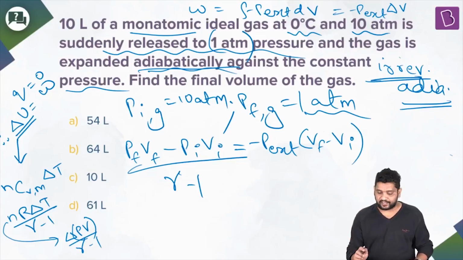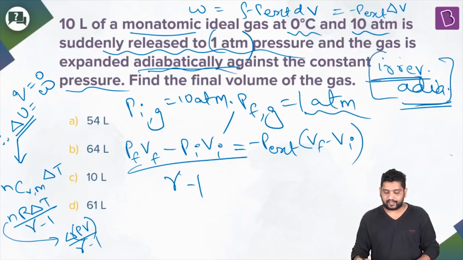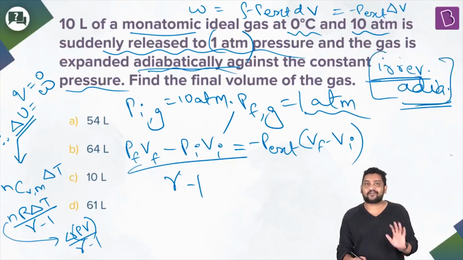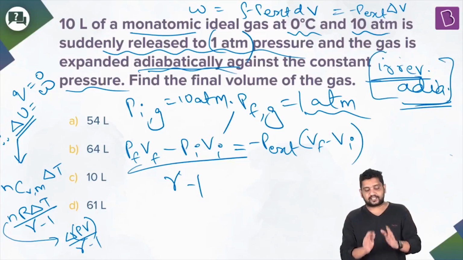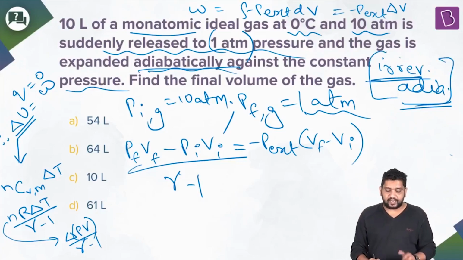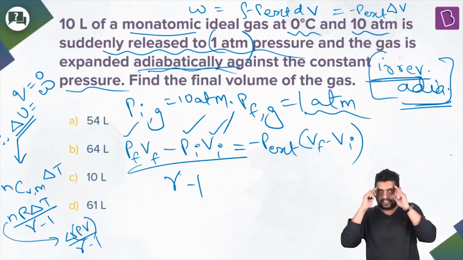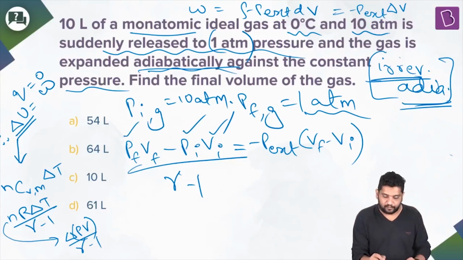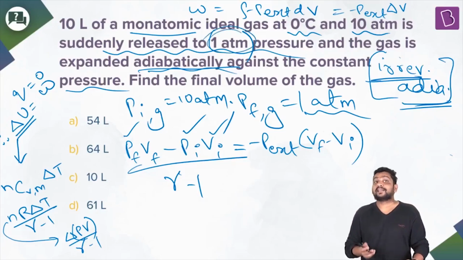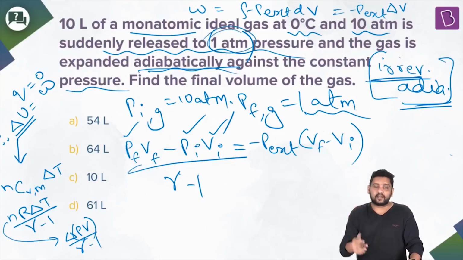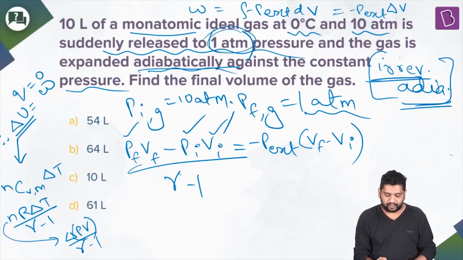This is how you will start whenever you have an irreversible adiabatic. Unless the question requires otherwise, this is how you will proceed, right? So here, I know P initial, I know V initial, I know P final. They didn't give it directly, but we used our common sense to say that it will be 1 atmosphere, because 1 atmosphere is external pressure. Till then, gas will expand, right? So we know P final. We don't know V final, which is exactly our question. We know gamma, we know P external, we know V initial.